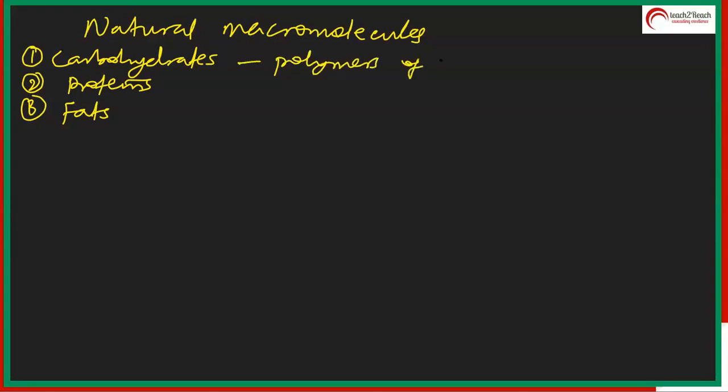Carbohydrate is polymer of what? Of simple sugar. Your simple sugar example is your glucose. So your carbohydrate is a polymer of simple sugar. The same thing, your protein. Your protein is a polymer of what? Amino acid. Okay, polymer of what? Amino acid.